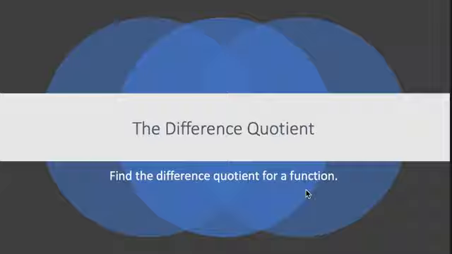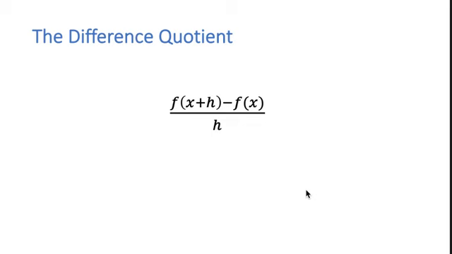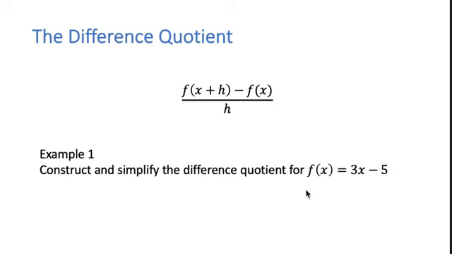All right, so first of all, the difference quotient. The difference quotient is defined as f of x plus h minus f of x over h. And what we're going to do is look at an example. The example that we're going to do is construct and simplify the difference quotient for f of x is equal to 3x minus 5. Basically, this is the recipe for this function. So we're going to have to find f of x plus h and subtract f of x. So we're going to find f of x plus h first, subtract f of x.